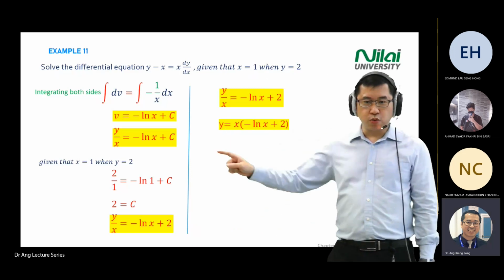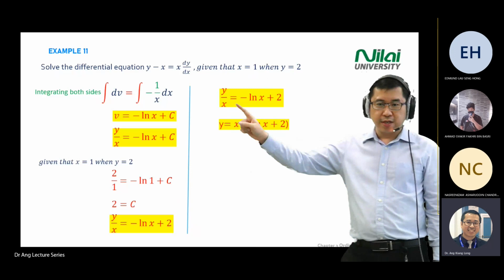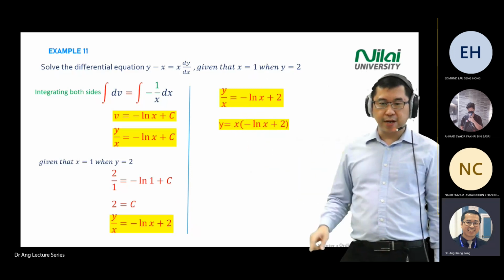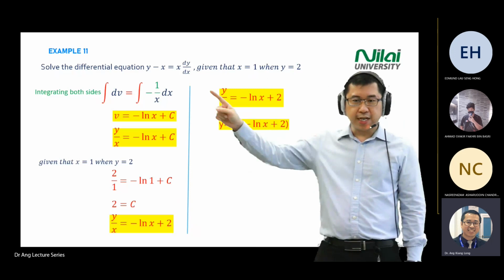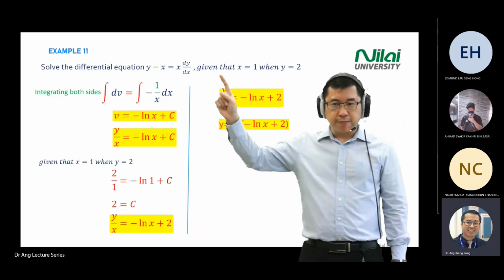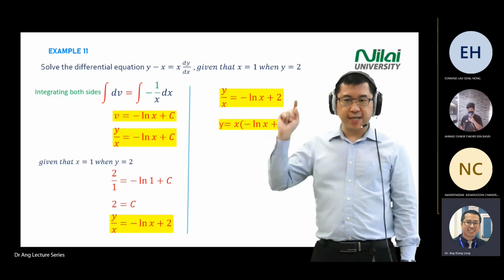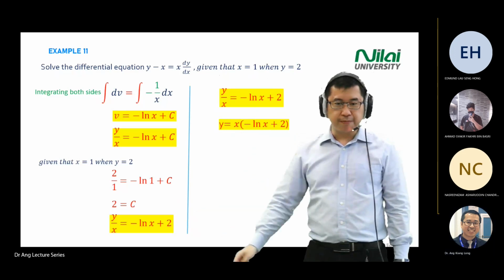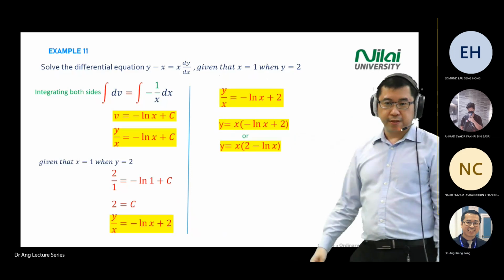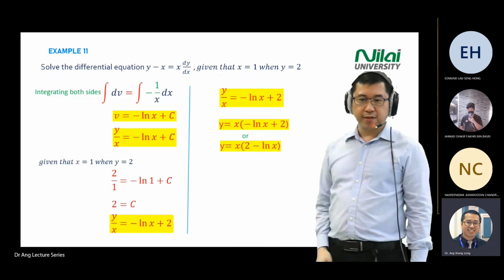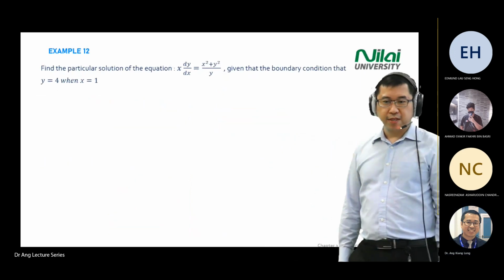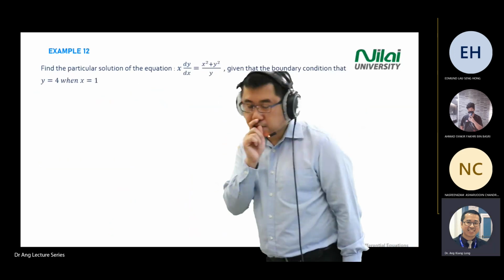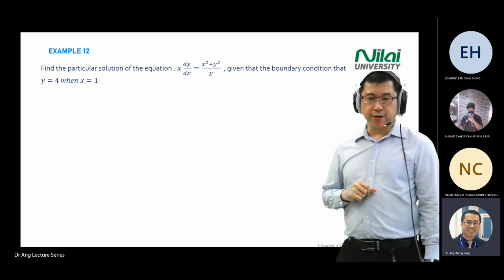So you need to rearrange the equation, pull your x to the right hand side, you get this one, and this is the answer. If the question says something like give solution for y, then you write in this form and not this form. Okay, either one gives you the same mark. Okay, let's do one more example, then we call it a day.